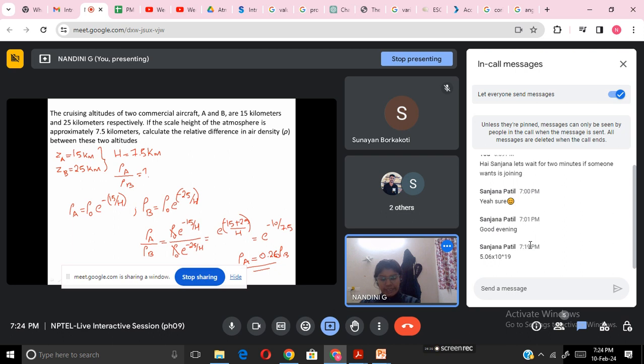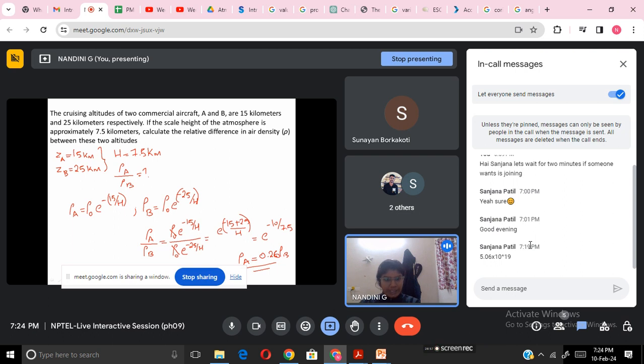So A is flying at a lower height compared to B, right? The density at point B will be less. So that's why rho A is 0.26 rho B, so rho B is smaller than rho A. Yeah, correct. Rho B is smaller than rho A. Rho A is higher than rho B, because B is at a higher height.